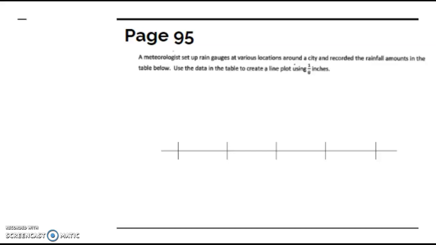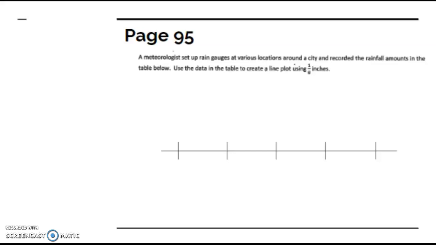Take the question on page 95, for example. It says, a meteorologist set up rain gauges at various locations around a city and recorded the rainfall amounts in the table below. Use the data in the table to create a line plot using 1/8 inches.